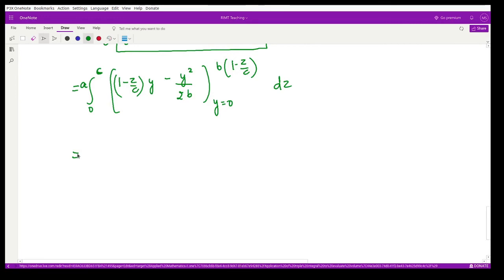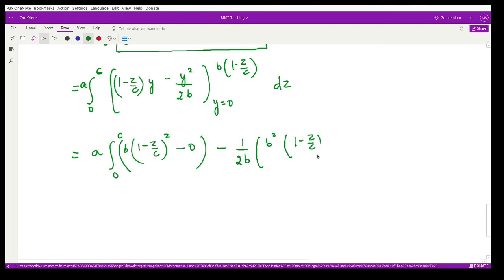Okay, so in that case we have a, and when you substitute the limits, you have 1 minus z upon c as such, the value of b into 1 minus z upon c, so that means this quantity is b into this quantity square. When you substitute the lower limit, this quantity would be equal to 0, and for the second term, 1 by 2b as such, and then when you substitute the limits, you have b square into 1 minus z upon c whole square, and when you substitute 0, you have 0 here.